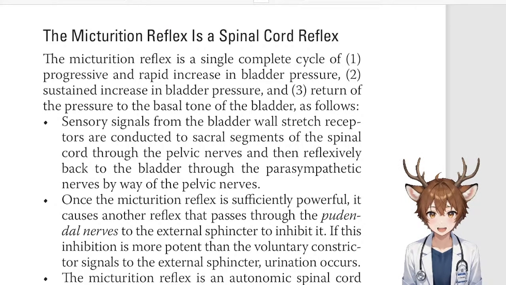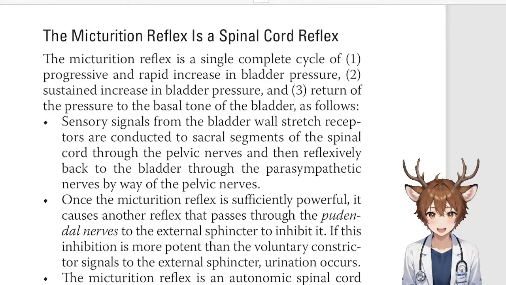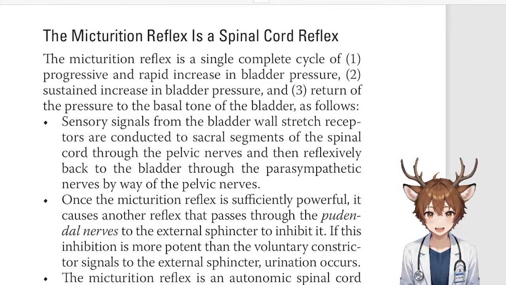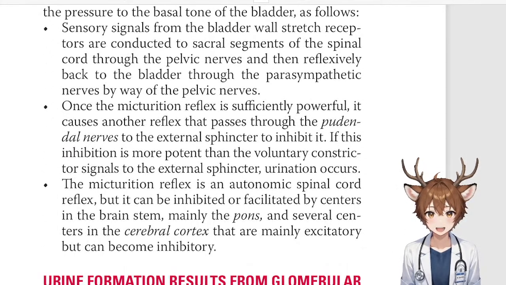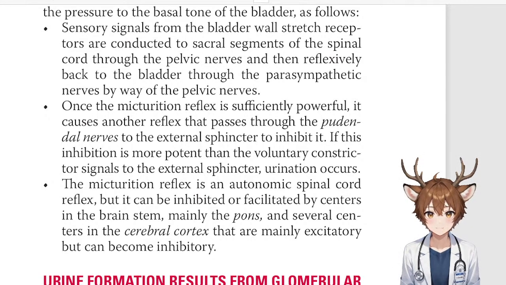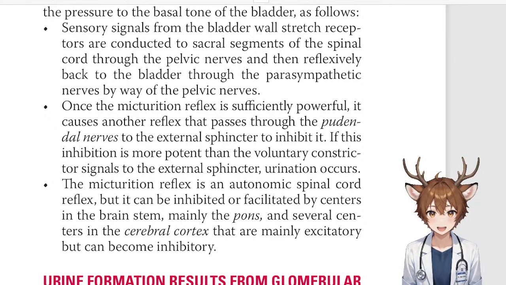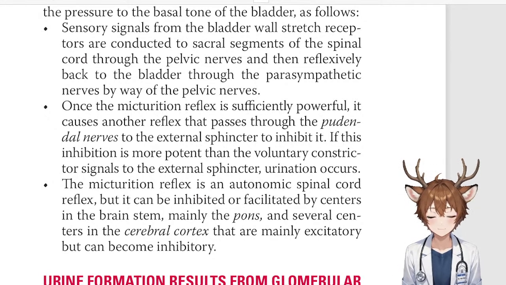Sensory signals from the bladder wall stretch receptors are conducted to sacral segments of the spinal cord through the pelvic nerves and then reflexively back to the bladder through the parasympathetic nerves by way of the pelvic nerves. Once the micturition reflex is sufficiently powerful, it causes another reflex that passes through the pudendal nerves to the external sphincter to inhibit it. If this inhibition is more potent than the voluntary constrictor signals to the external sphincter, urination occurs.